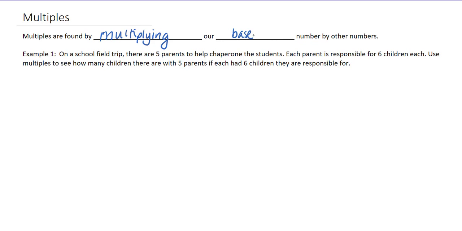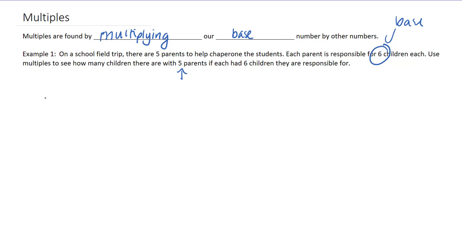Each parent is responsible for 6 children each. Use multiples to see how many children there are with 5 parents if each had 6 children they are responsible for. So we would say 6 is going to be our base number. So this is our base number. And this is going to tell us how many multiples we're going to be doing.